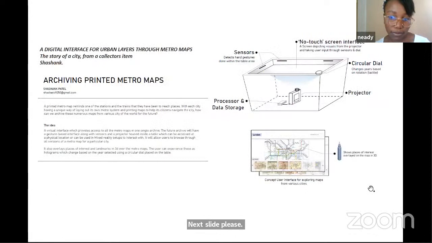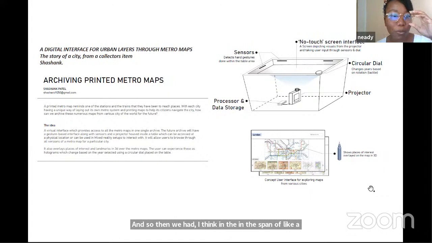And so then we had, I think in the span of a day, because we had a 4-day workshop, the participants had to come up with one memory and how they would wish to archive it. So this is Shashank. Shashank is from India, and he's a collector of metro maps.